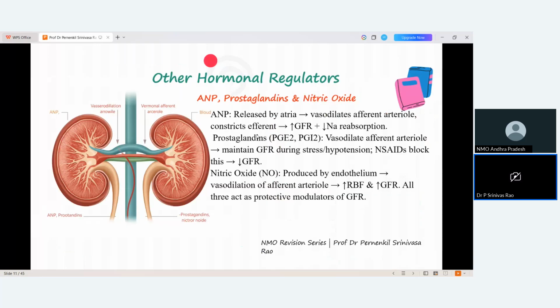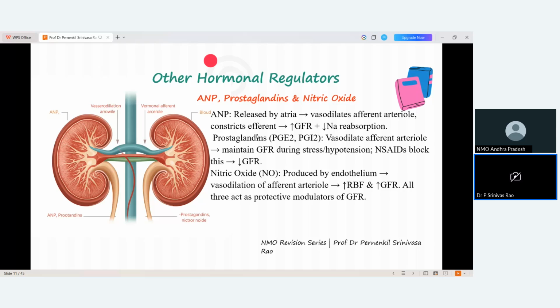Then other hormonal regulators: ANP, that is released by the atria, atrial natriuretic peptide. It causes vasodilatation of the afferent arterioles and constricts the efferent. So remember, dilatation of the afferent arteriole increases the blood flow. Constriction of the efferent arteriole more than the afferent will also increase the GFR. So blood flow is increased, resistance by the efferent arteriole is increased, which increases GFR.